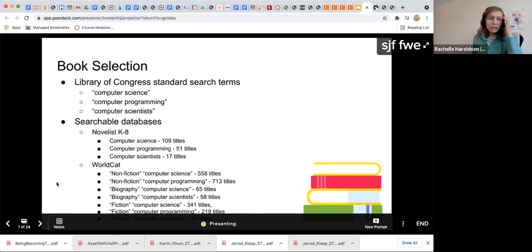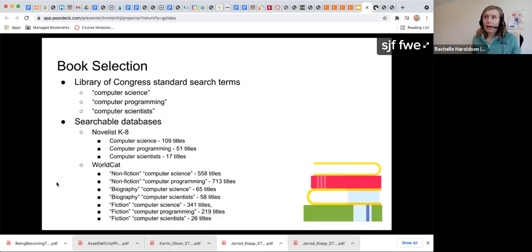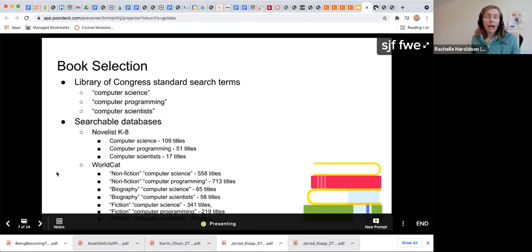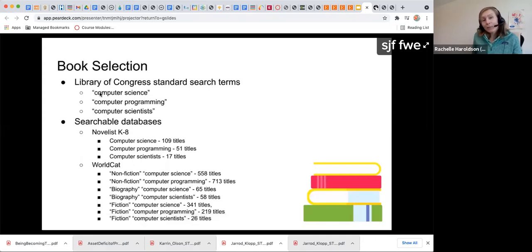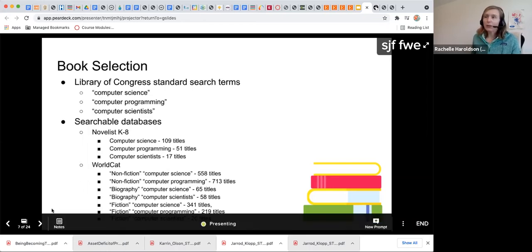So we did a book selection using searches through NoveList K-8 and WorldCat, and we used official Library of Congress search terms. You'll notice here that we don't actually have computational thinking. That's because at this point in time, computational thinking is not a Library of Congress standard search term. We're not exactly sure why that is, but our conjecture is that it's still too new, based on some of the research that's out there.